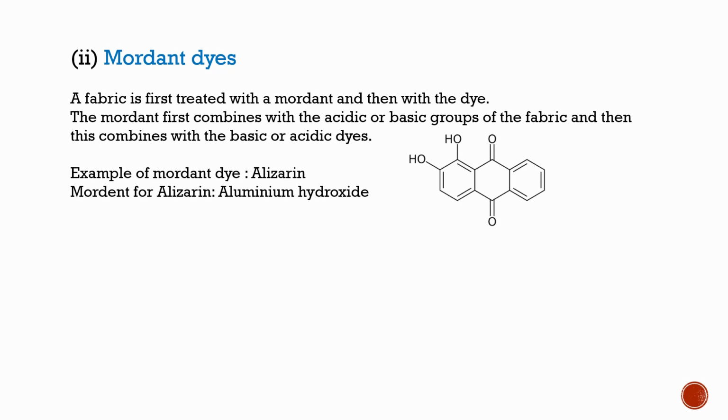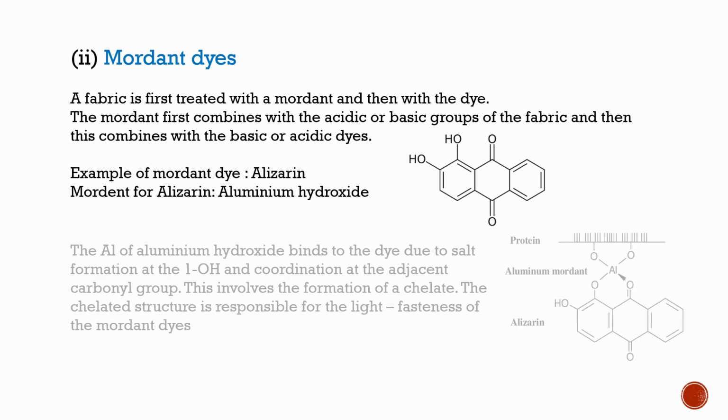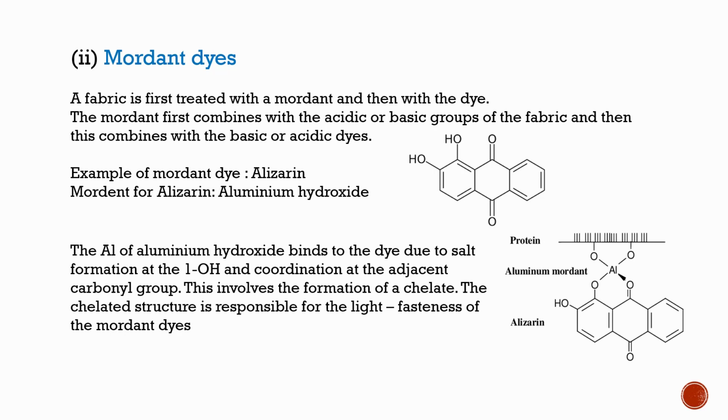Example of a mordant dye is alizarin. And the mordant used for alizarin is aluminum hydroxide. So the aluminum hydroxide binds to the dye due to salt formation at 1-OH. This is the 1-OH part of the alizarin. So it is forming a salt with 1-OH and coordination at the adjacent carbonyl group. So this is the adjacent carbonyl group. So it forms a coordination bond with the adjacent carbonyl group.